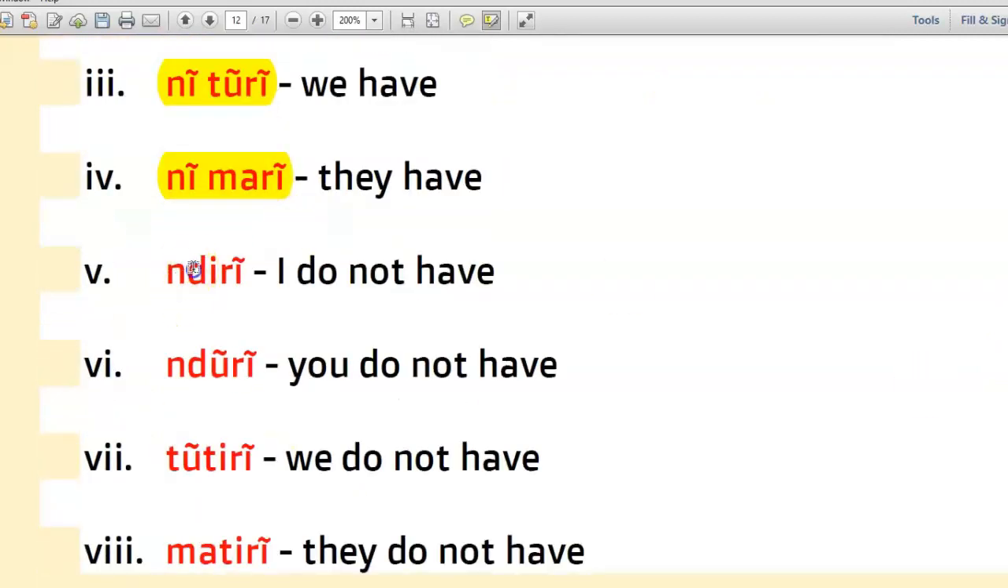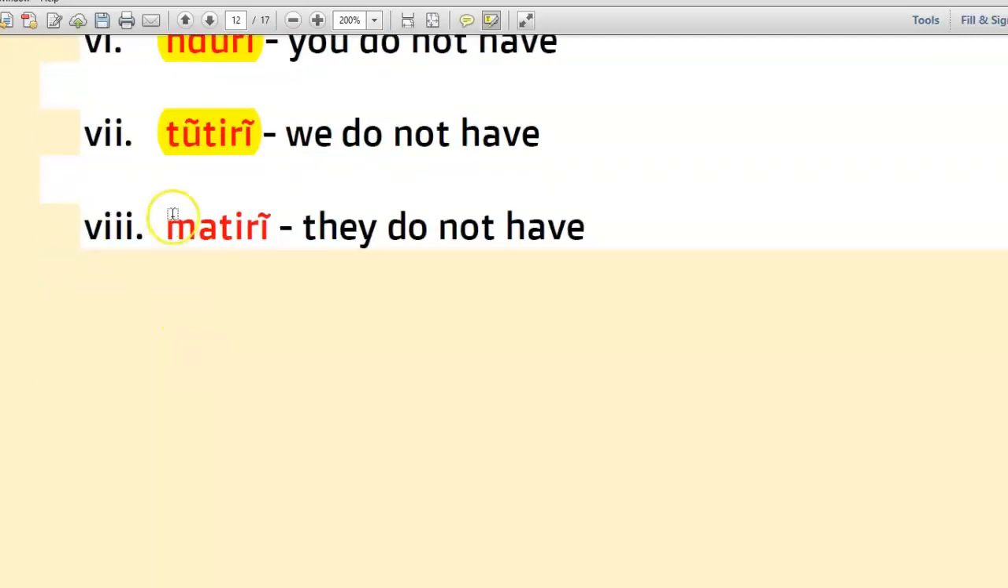If you say ndirĩ, this introduces a negative. D introduces a negative. Ndirĩ, I do not have. Ndũrĩ, you do not have. Tũtirĩ, we do not have. If there are many, matirĩ means they do not have.